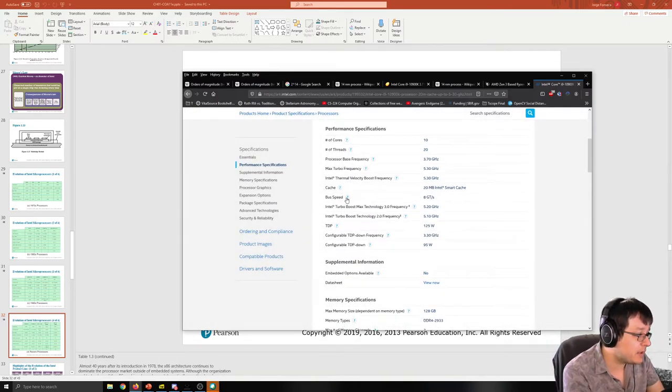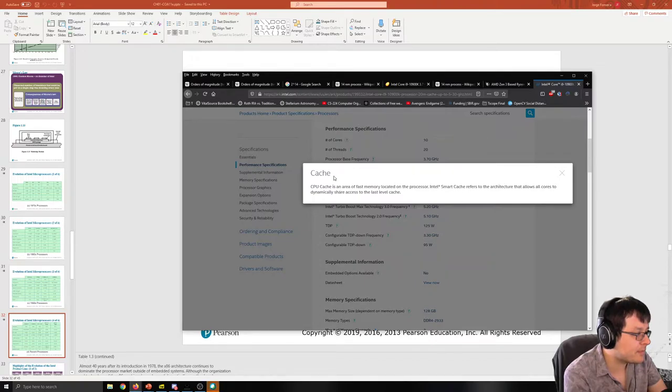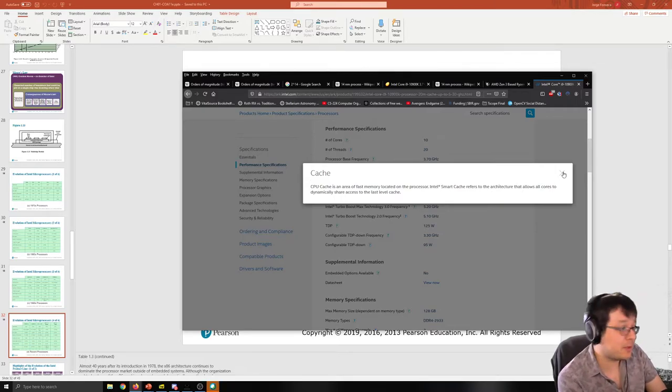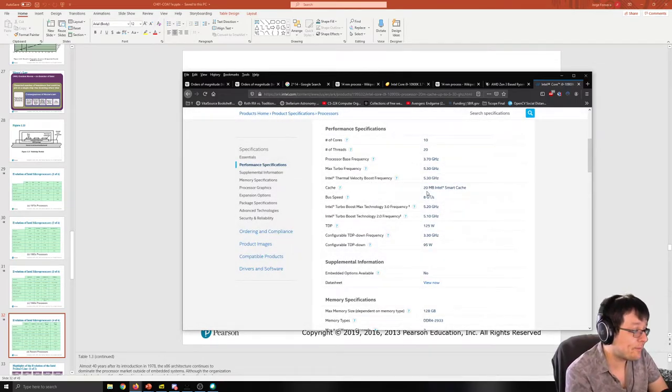Bus speed, that's not as important. What do we see for bus width? It's probably 64-bit. Cache. So, what is their definition of cache? A fast memory located on the processor. But we know a little bit more than that. We will, at least by the end of the class. But you can see the clock cycle. Although this turbo thing, yeah, I would go with this one.